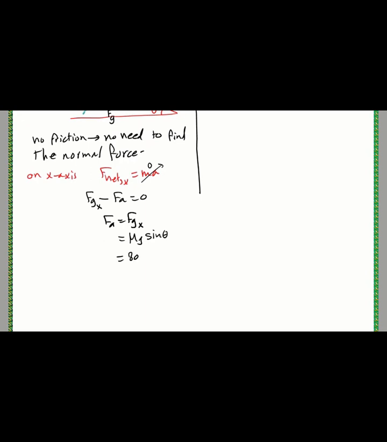M is 80, g is 9.8, sine the angle 36.9. 80 times 9.8 times sine 36.9. The answer is 471 Newton. This is for part A.